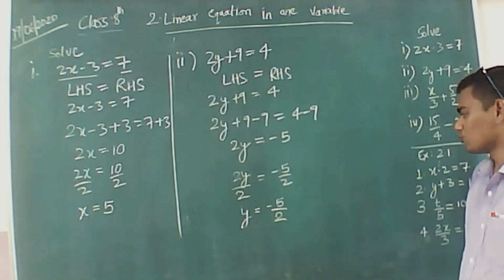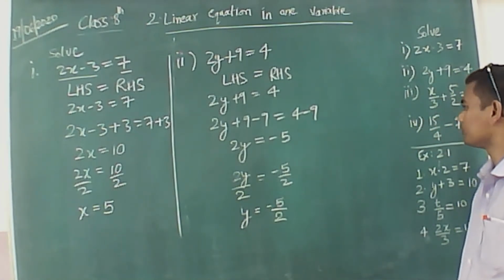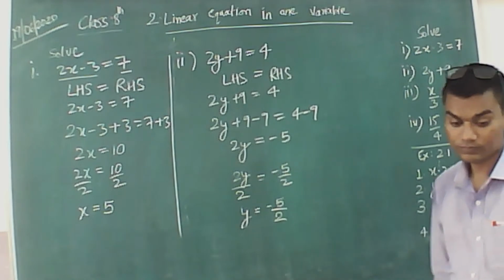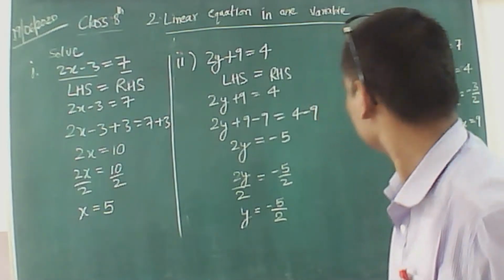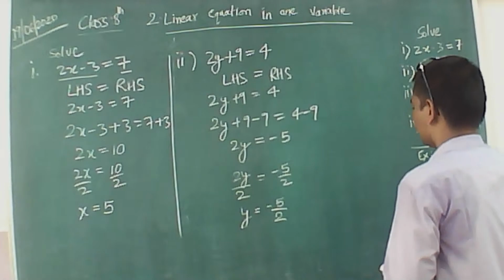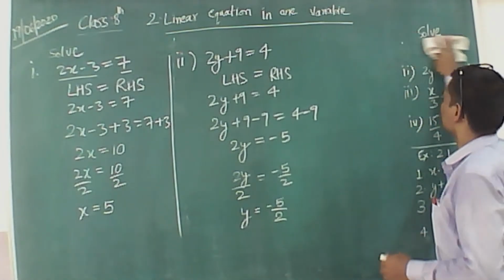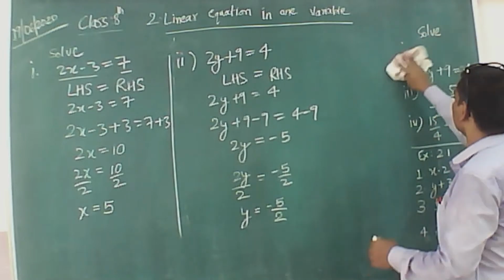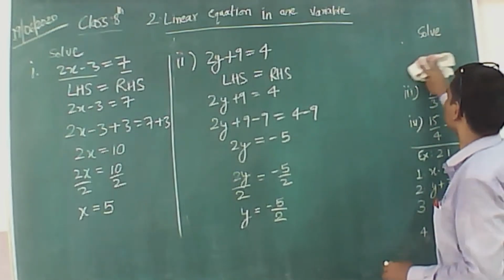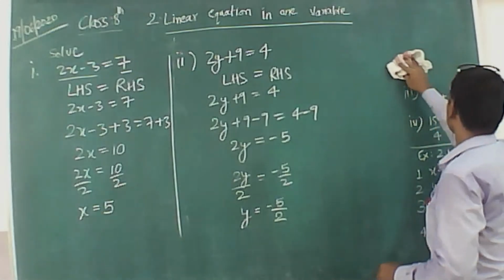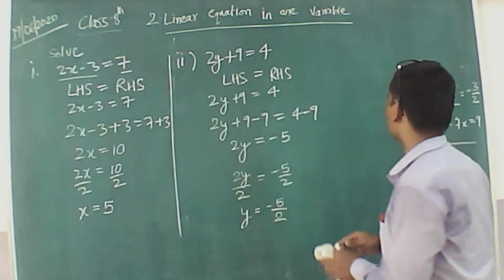y is equals to minus 5 by 2. First question we have solved. Second question we have solved. Third question.